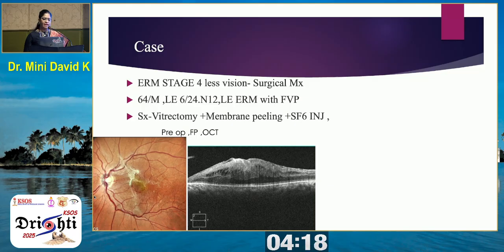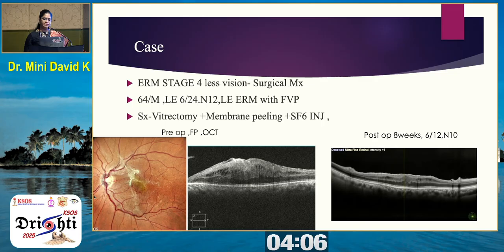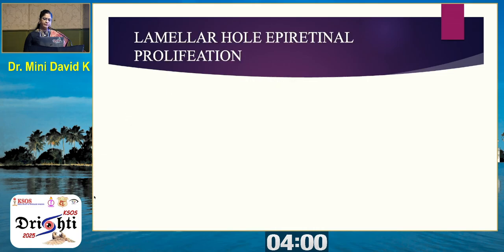And this is a case of ERM stage 4 with less vision. A 64-year-old male with 6/24 N12 vision presented with left eye ERM with ectopic inner foveal layer. Patient underwent vitrectomy with membrane peeling and SF6 injection. Following post-operatively at 8 weeks, layers were anatomically restored, with visual acuity improvement to 6/12 N10.